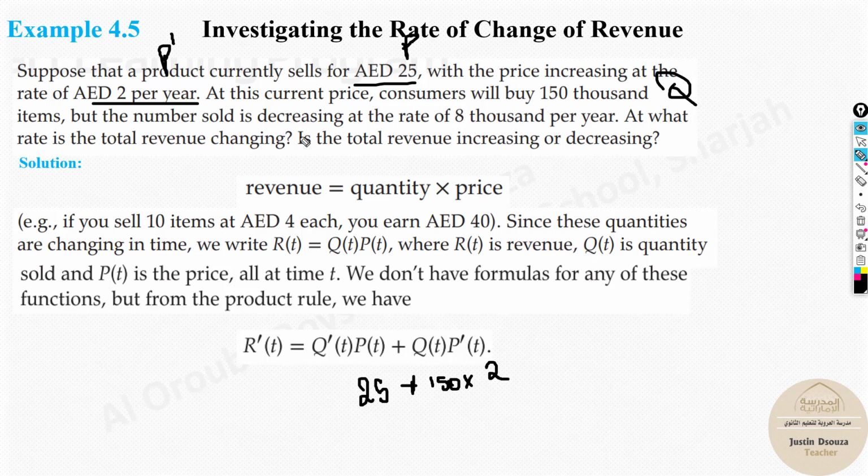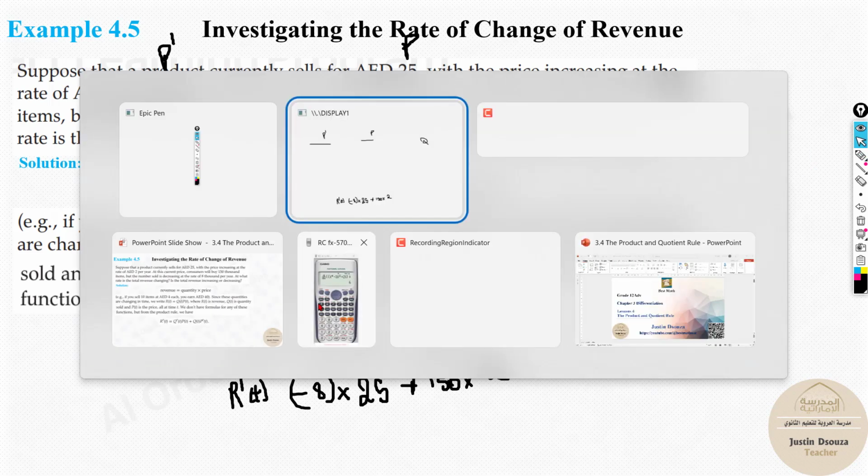But the number sold is decreasing by 8,000 per year. That is Q dash, quantity, rate of change of quantity. So this is what you need to solve for. That would be the revenue, rate of change of revenue. Let's do this in calculator.